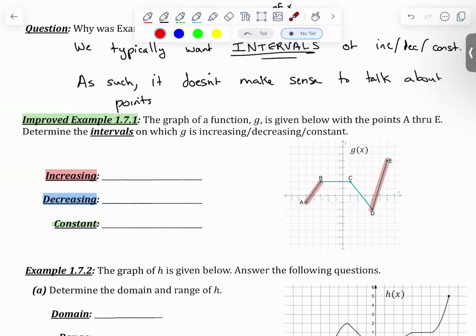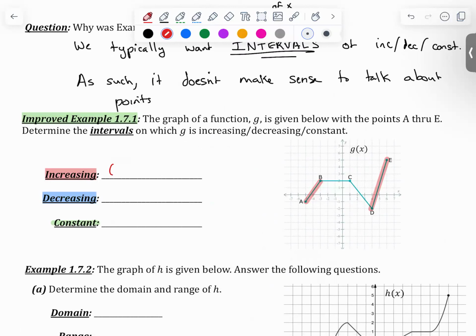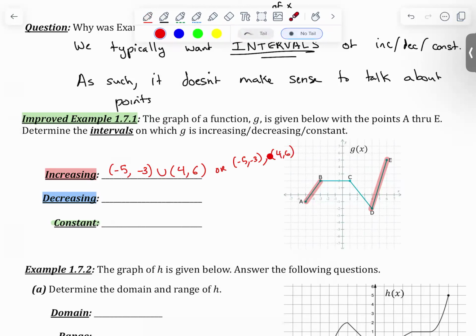So we'll write those with a union symbol. So -5 to -3 unioned with 4 to 6. That's where the function's increasing. Now, right now we might write it with a union symbol. Other textbooks, so I might even just say or, -5 comma -3 comma 4 comma 6. Some textbooks like to use a comma.